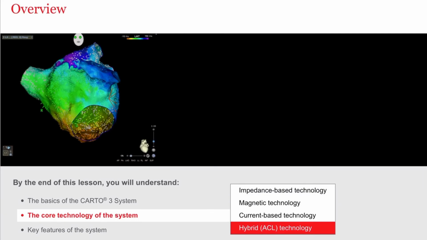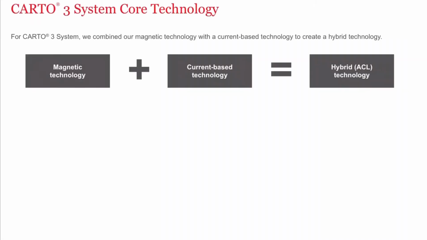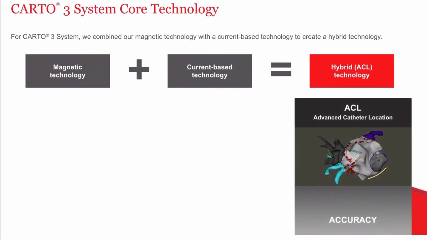Finally, let's learn how we put our magnetic and current-based technology together for a hybrid technology. We combined magnetic technology with current-based technology to create our hybrid technology that we refer to as Advanced Catheter Location, or ACL. It provides a high level of accuracy. Let's learn how it works.